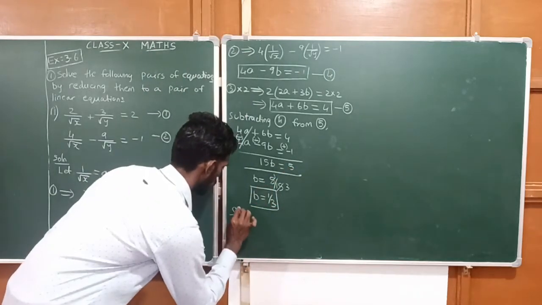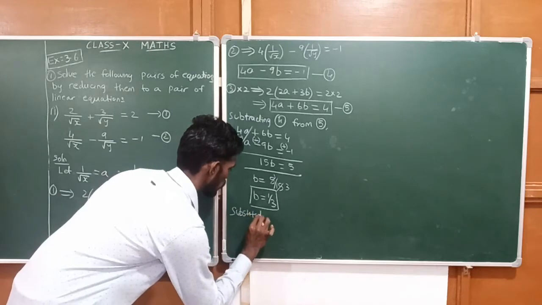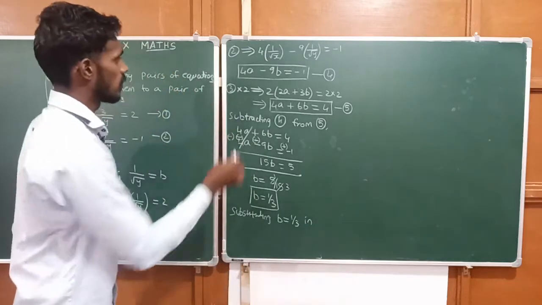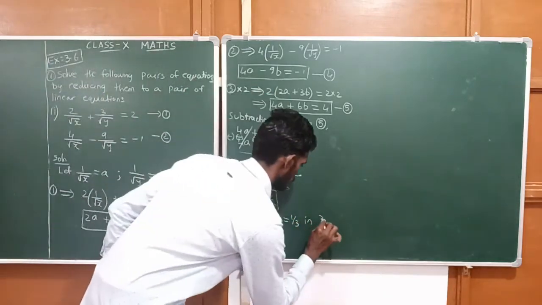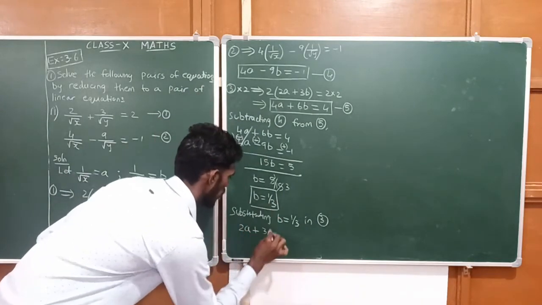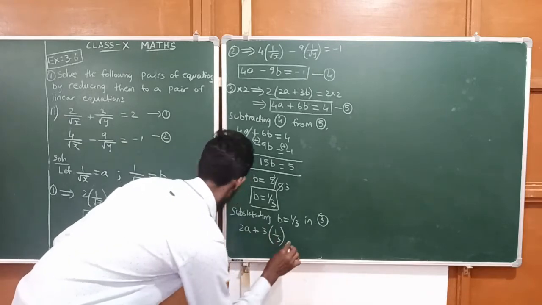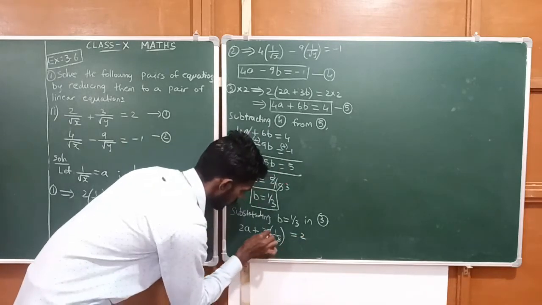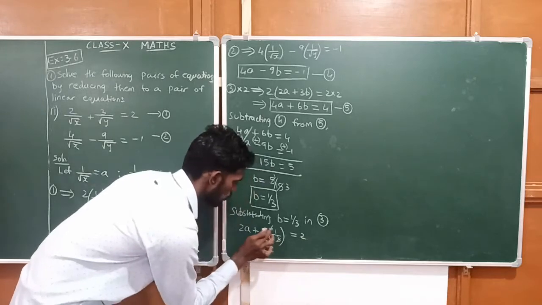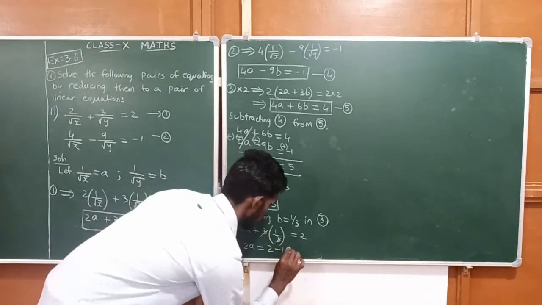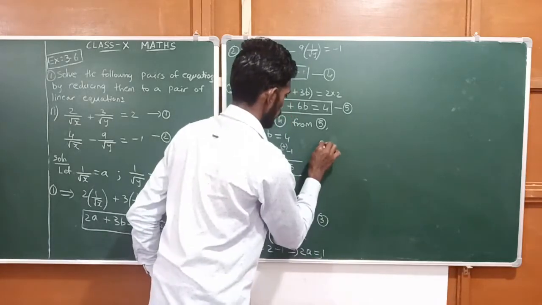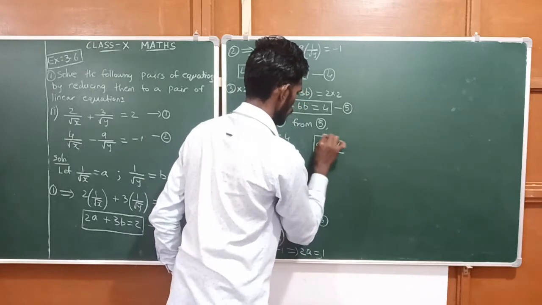Now substituting b is equal to 1 by 3 in third equation. So it will become 2a plus 3 into 1 by 3 is equal to 2. Can cancel this 3 and this 3. So it becomes 2a plus 1 is equal to 2. When I take this 1 to right side, it becomes minus 1. So which gives 2a is equal to 2 minus 1 is 1. Thus the value of a is 1 by 2.